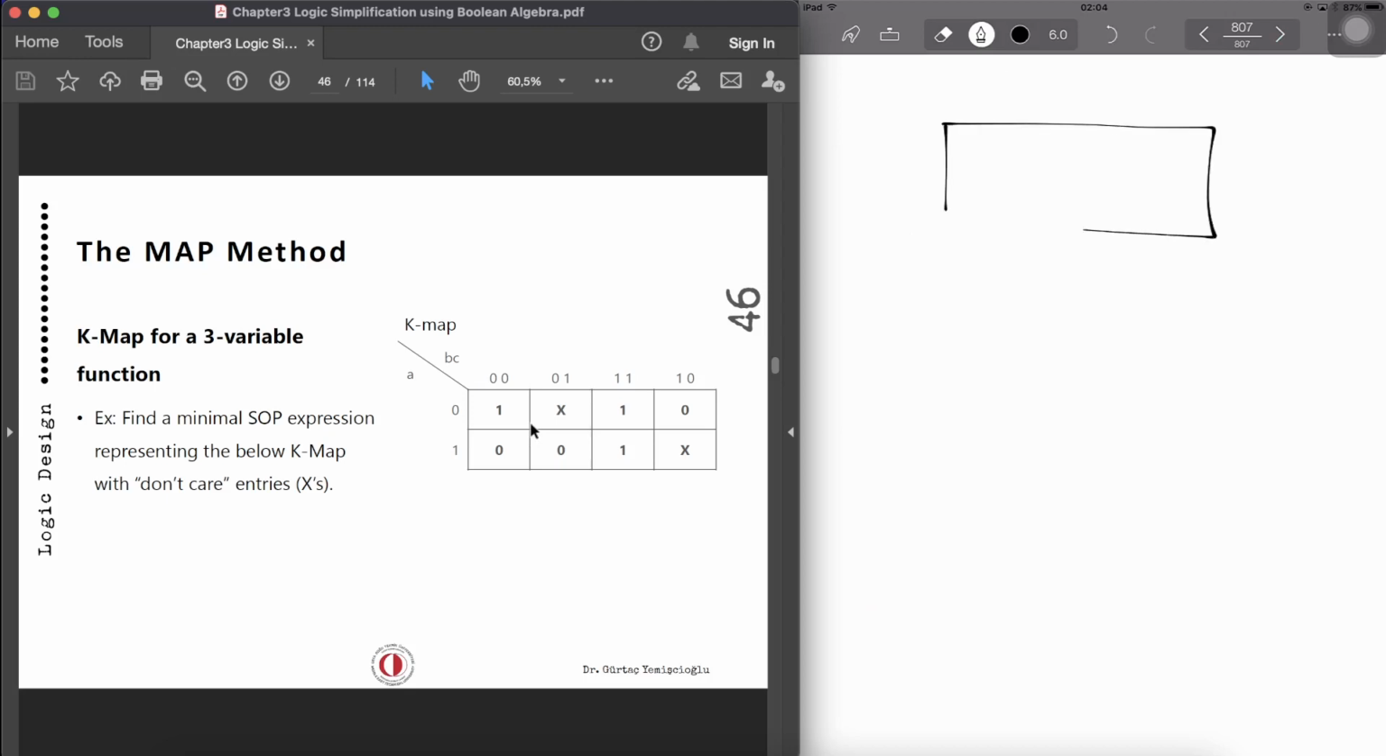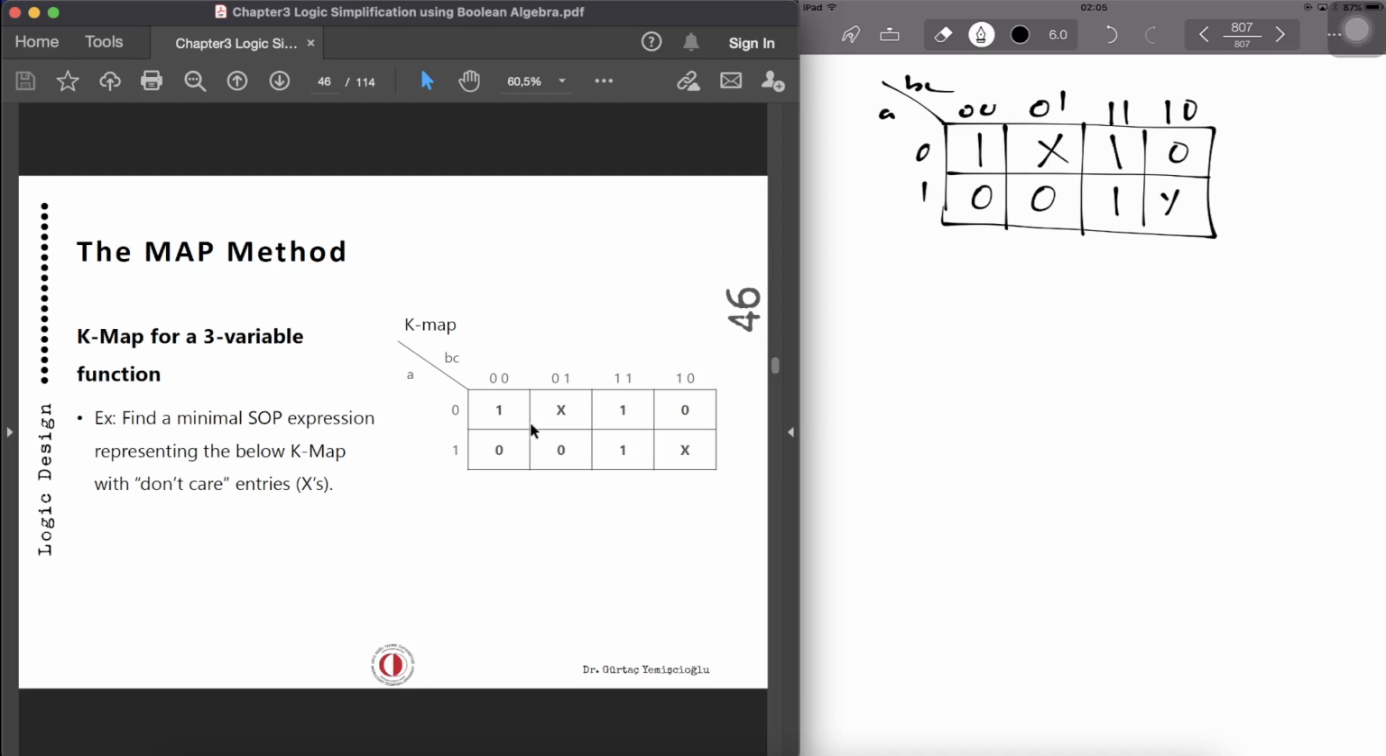So this is the K-map given to us with the don't care conditions. So 0, 0, 0, 1, 1, 1, 1, 0. And this is 0, 1. A, B, C. So 1, don't care, 1, 0. 0, 0, 1, and don't care. Now, either we can use it as a 1 or 0, depending on our needs. So at this point, if you want to combine x with 1 so that you can have a larger rectangle, we can do that. There's no restriction.